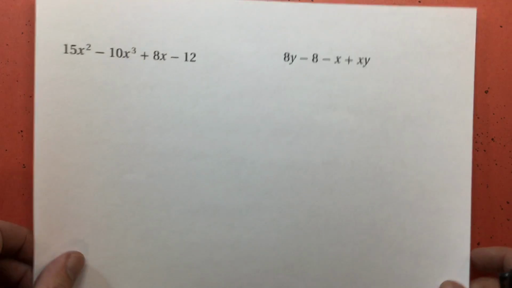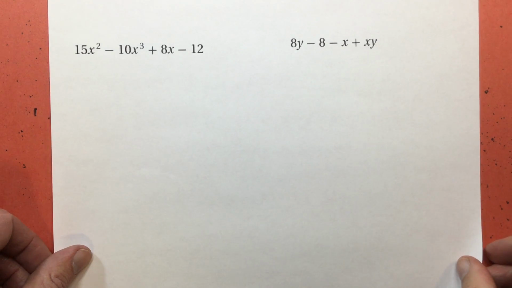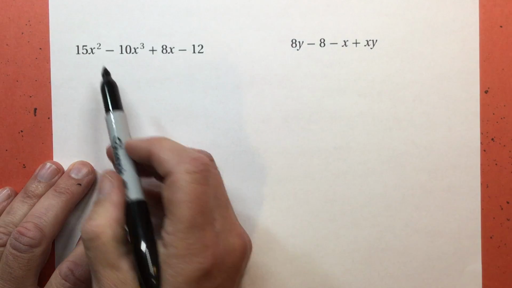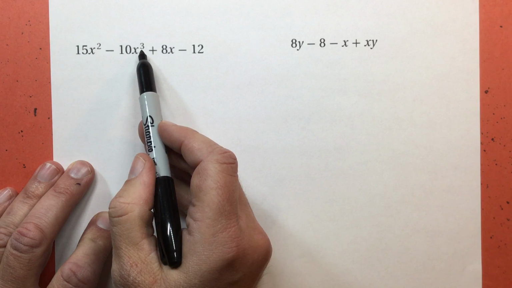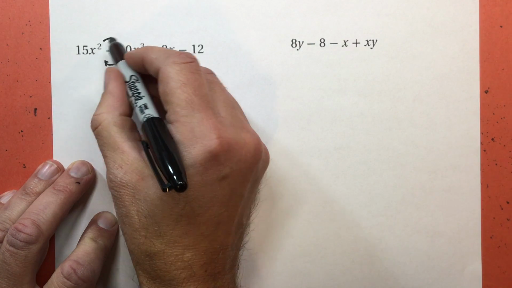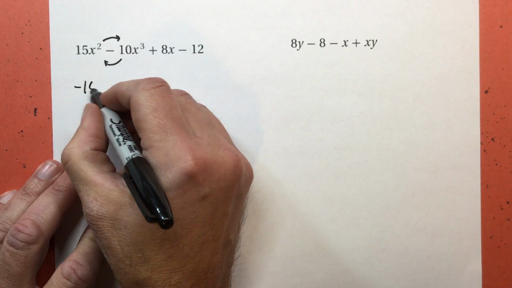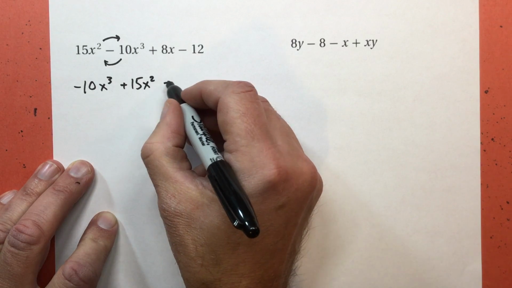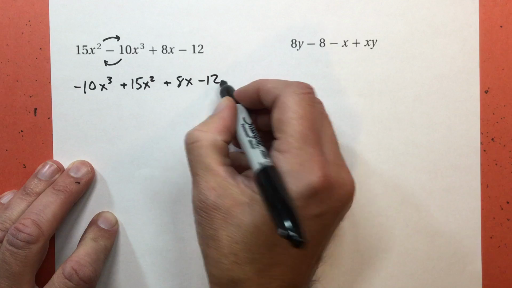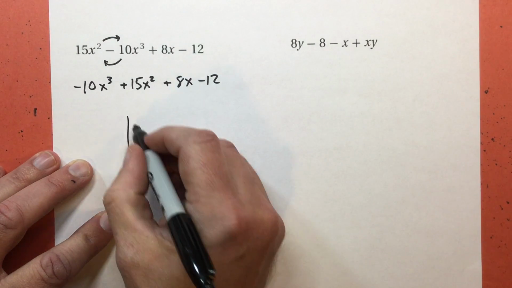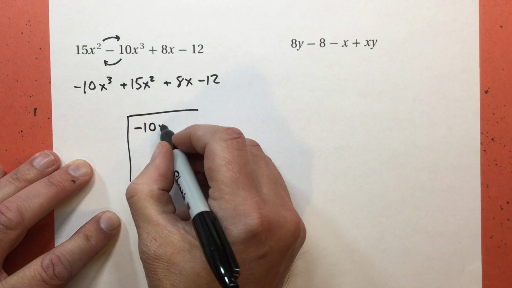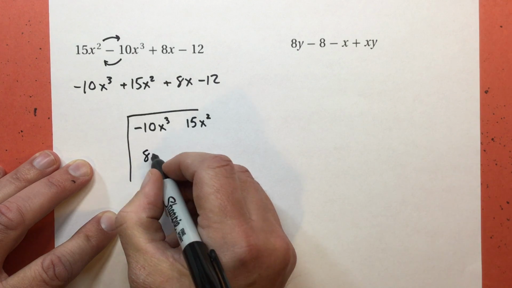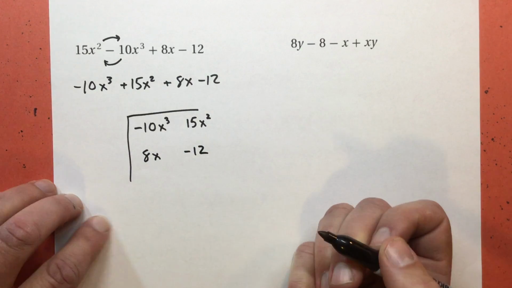All right, let's do a couple more examples. And this time I'm going to remember to put it in correct order, which actually is going to be confusing with that one. We're going to see how that works. All right, I got x to the second power, x to the third power. So let's turn these around. I'm going to put that there, and I'm going to put that there. Negative 10x to the third plus 15x squared plus 8x subtract 12.